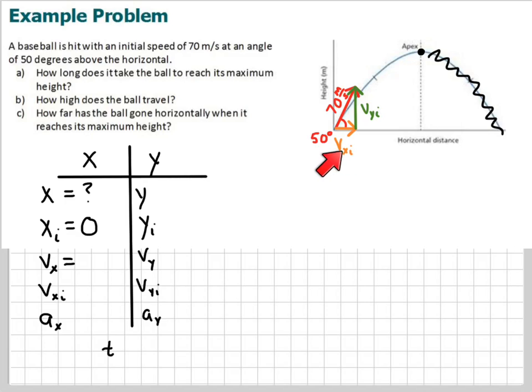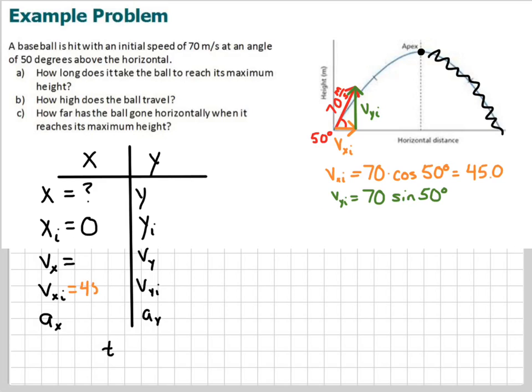And how do I find this if I know the angle and I know the hypotenuse? Well, that trig function is going to be cosine. So to find Vxi, I have to take the hypotenuse and multiply that times cosine of the angle. And when I do that, sorry about that. It turns out that the Y initial velocity is going to be sine of 50 degrees times our hypotenuse. So that's why I've written 70 times sine 50 degrees for my initial velocity in the Y direction.